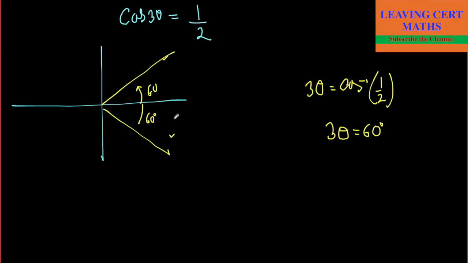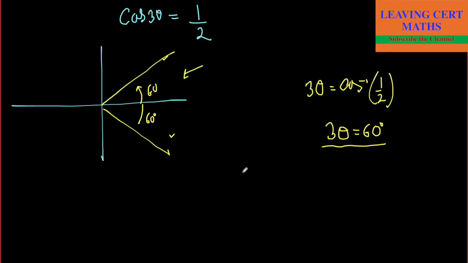Is it not 20 degrees? It will become 20 degree angle, but we don't have to solve here. I'll tell you why. We are just finding 3 theta. We are not finding theta right now. Later we will find it. Now let's make a general solution for this one.